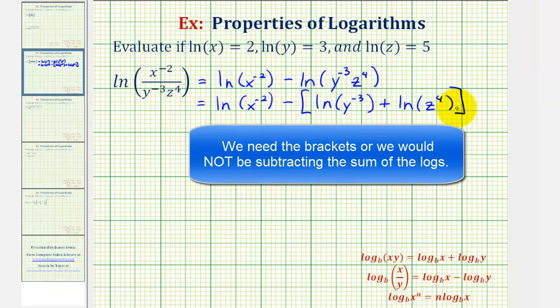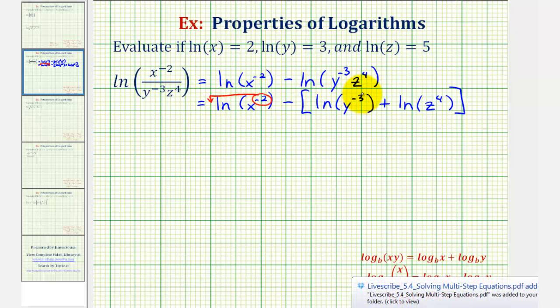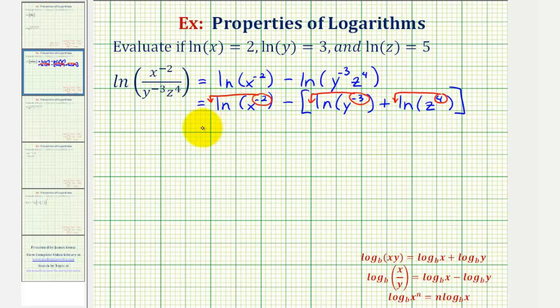Now we can apply the power property of logarithms given here, where we can take the exponent n and move it to the front so we have a product of n times the log. So we can take the exponent of negative 2, move it to the front so it's the coefficient, take this negative 3 and move it to the front, and move this 4 to the front. So this would give us negative 2 natural log x minus the quantity negative 3 natural log y, and then plus 4 natural log z.